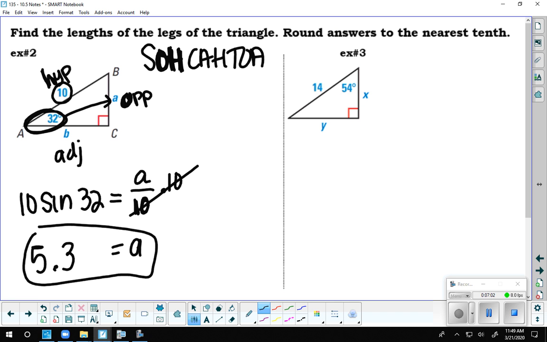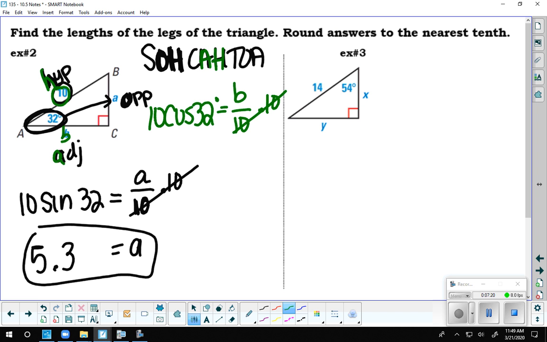Now we need to find B. B is the adjacent side, and we know the hypotenuse is 10. So adjacent and hypotenuse is cosine. So the cosine of my 32-degree angle equals the adjacent side B over my hypotenuse, which is 10.